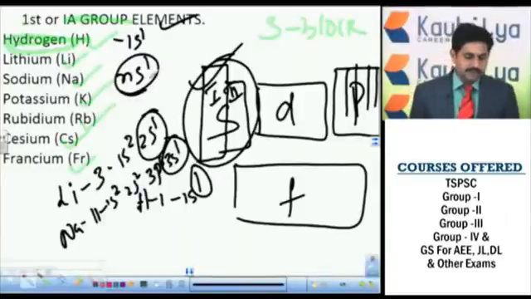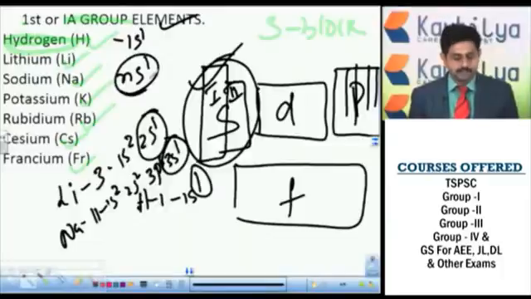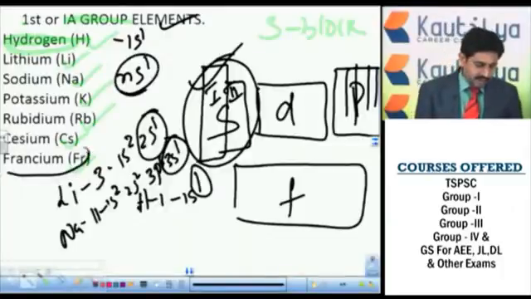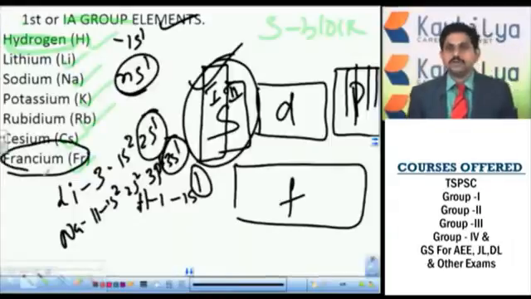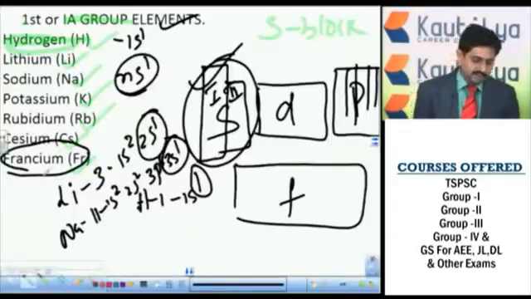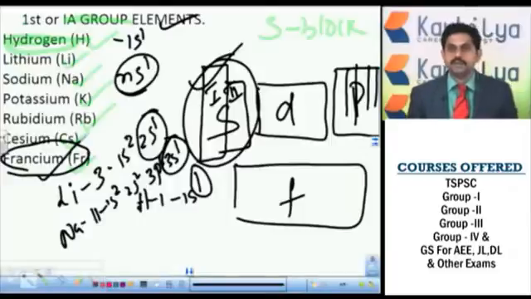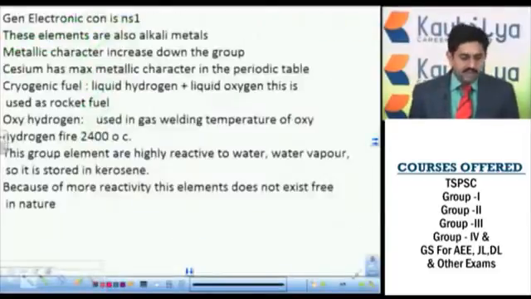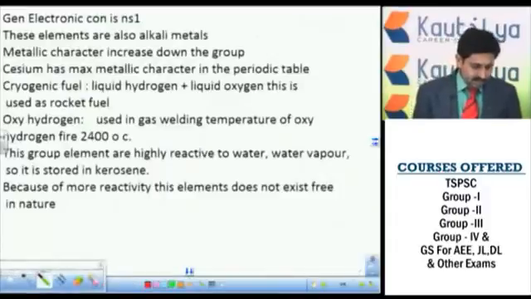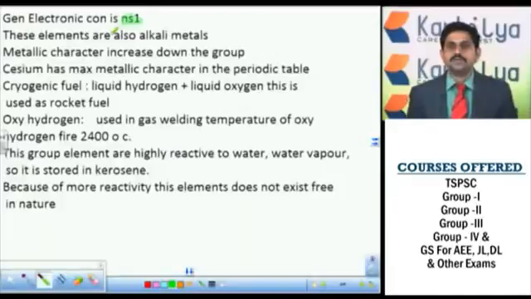So the first group elements are lithium, sodium, potassium, rubidium, cesium, and francium. Generally, the last element of almost all the groups in the S block and P block elements is radioactive, which we are going to discuss in a particular topic, the radioactive series. Okay, now the general electronic configuration of first group elements is ns1.